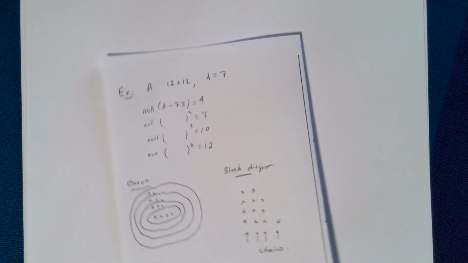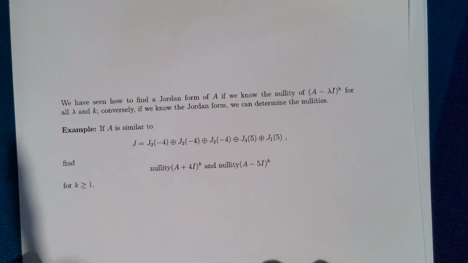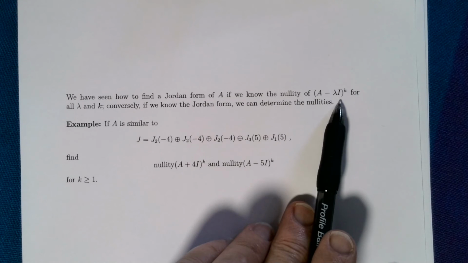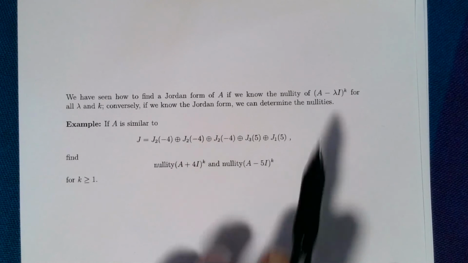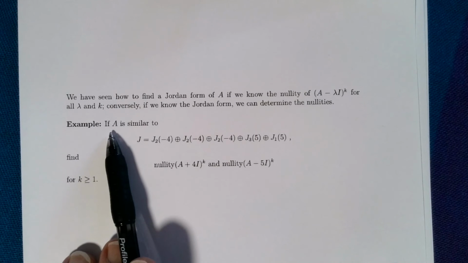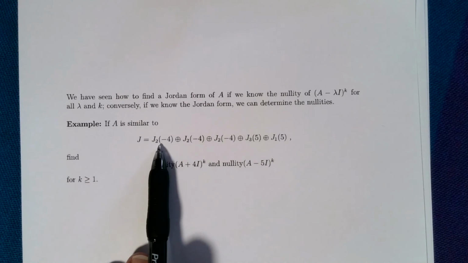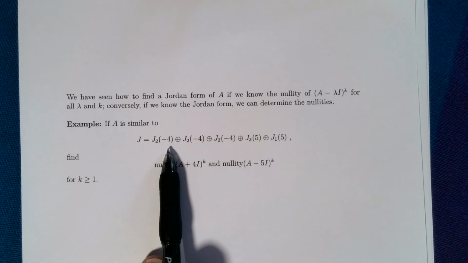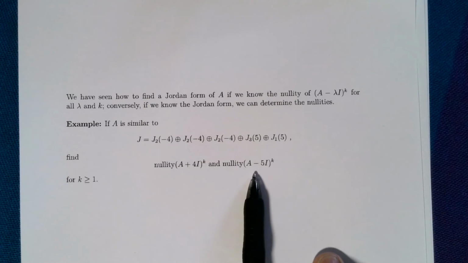As a second example going the other way, we've seen how to find the Jordan form of the matrix A if we know the nullity, the dimension of the kernel of these matrices for the various lambdas and k's. So conversely, if we know the Jordan form, we can work backwards and work out the dimensions of these things. So, example here, if A is similar to a matrix J, which has this as its Jordan form, so it's got 3 blocks of size 2 based on the eigenvalue -4, a block of size 3 and a block of size 1 based on the eigenvalue 5, then we can write down these nullities. And here's the worked solution to that.